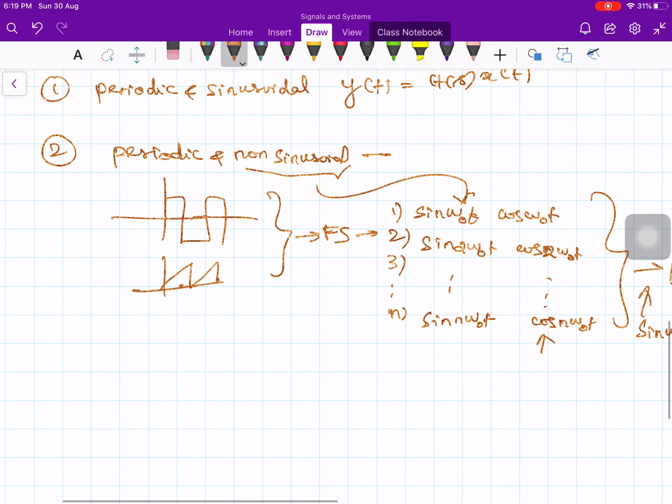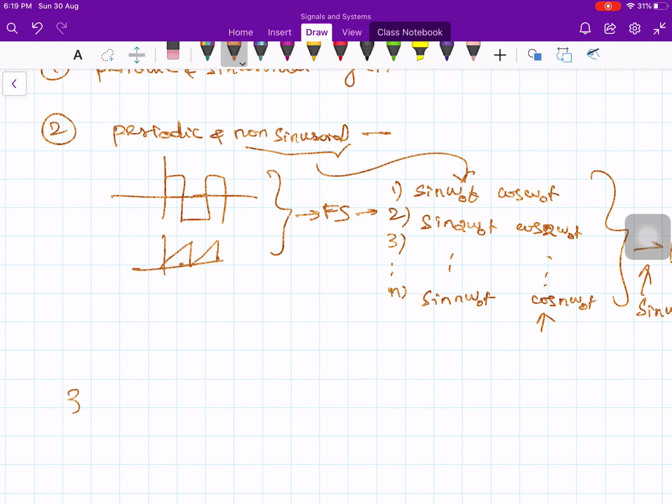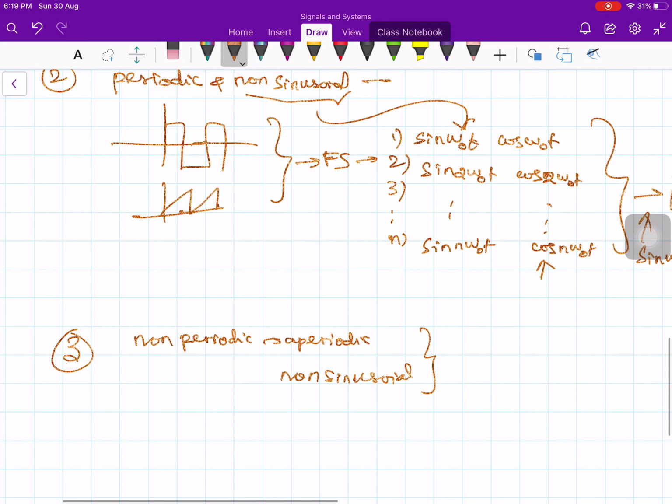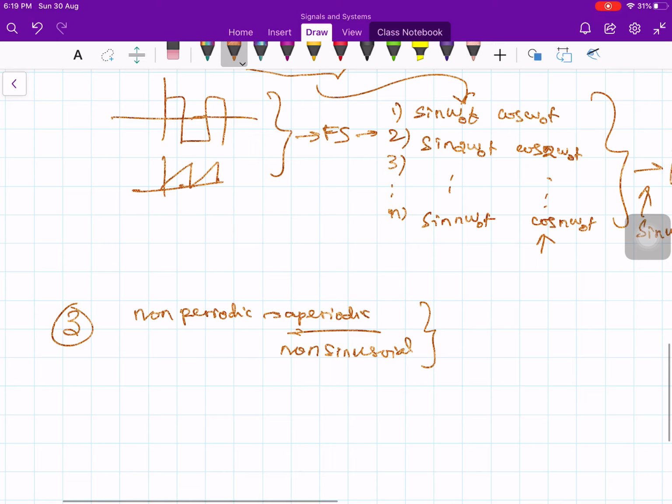Now naturally one can ask about the third case, which is non-periodic. Non-periodic means aperiodic, and also it is non-sinusoidal, not necessarily sinusoidal. In this case, what will we do? We would like to see whether the above two methods can be carried forward to the case where the excitation function is no longer periodic, it is aperiodic. So we will call such excitation functions aperiodic functions.